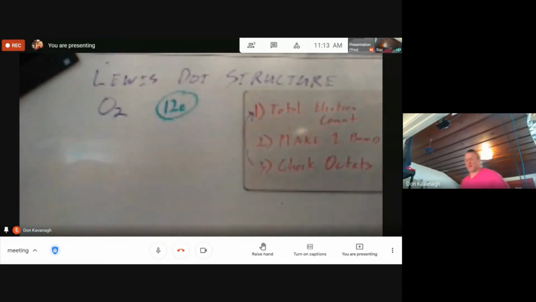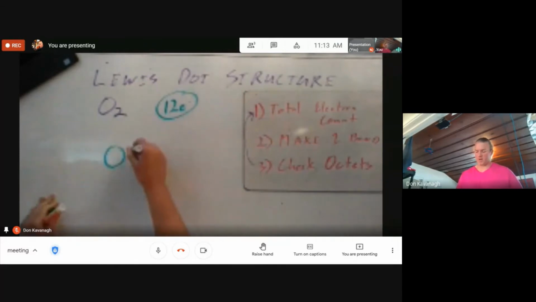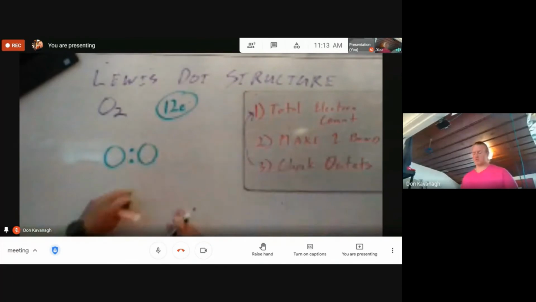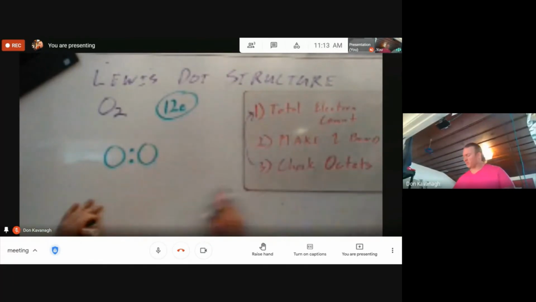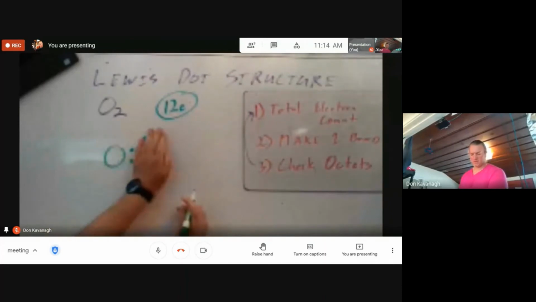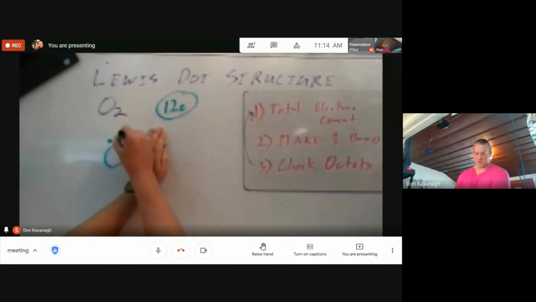When these oxygen atoms show up to the buffet, we start with 1 bond in between them. Just 2 electrons for 1 bond. Step 3, we're going to fill in octets. This oxygen here needs 6 more electrons. This oxygen here needs 6 more electrons.